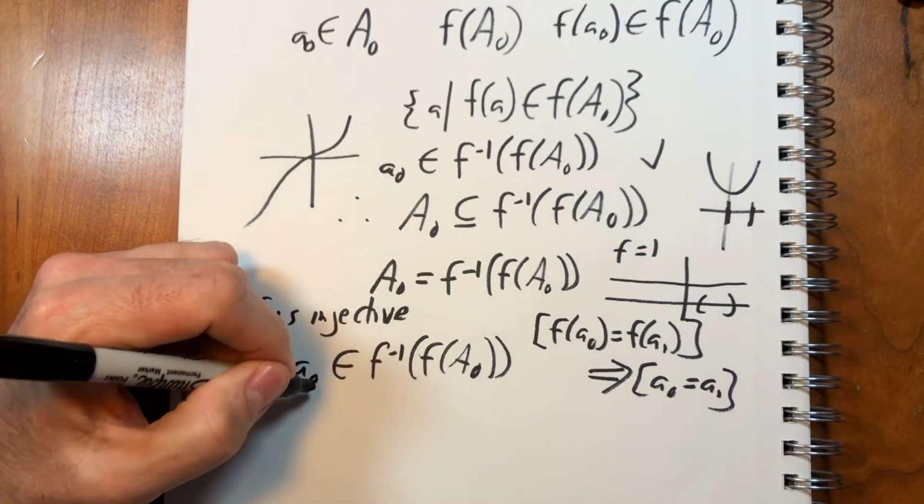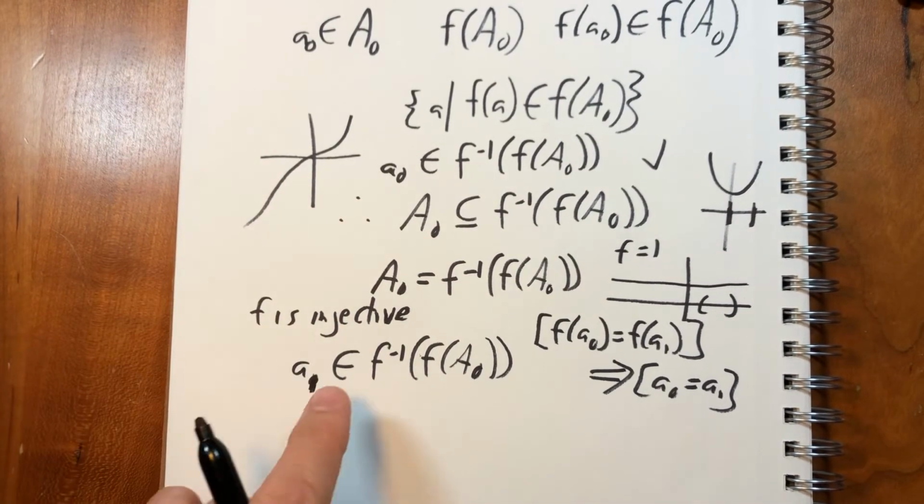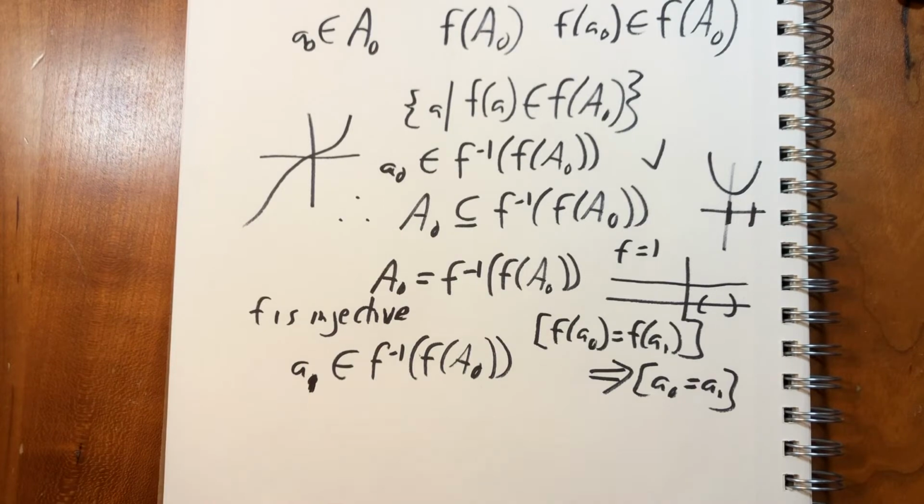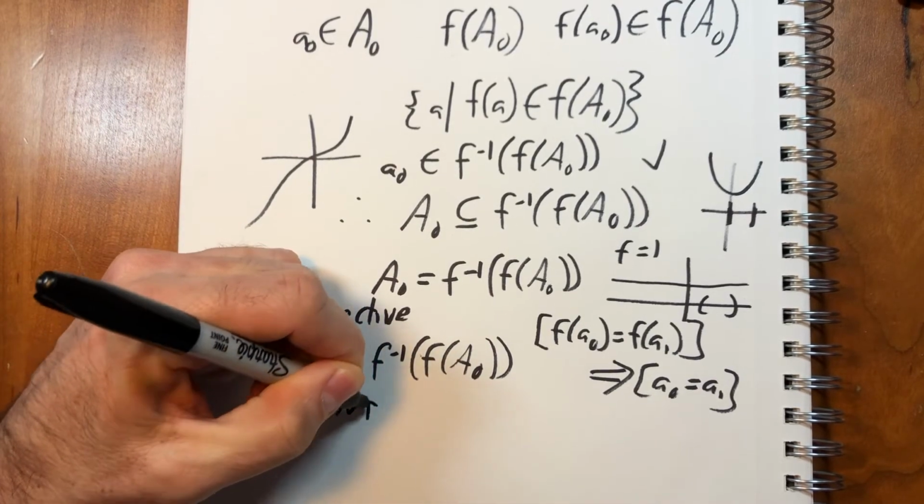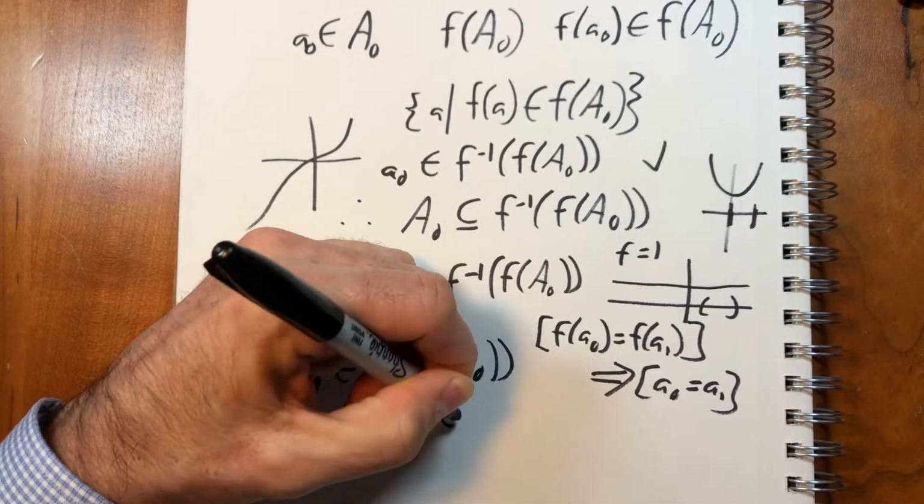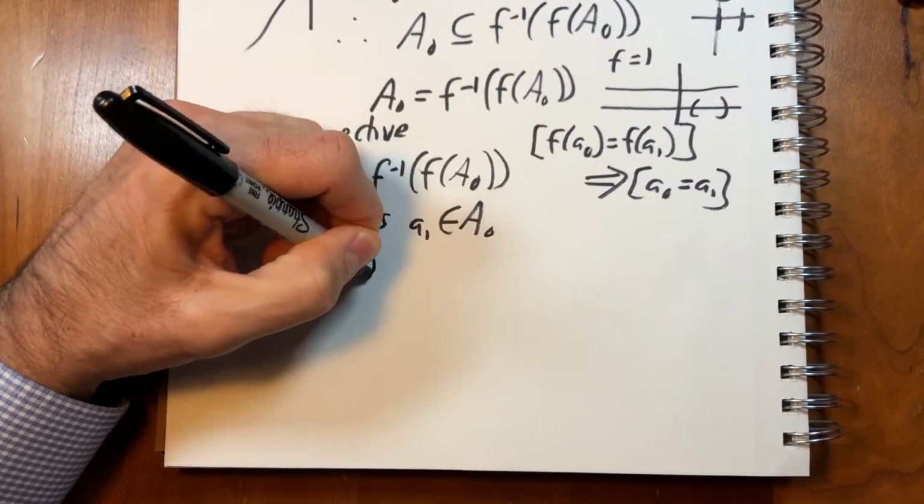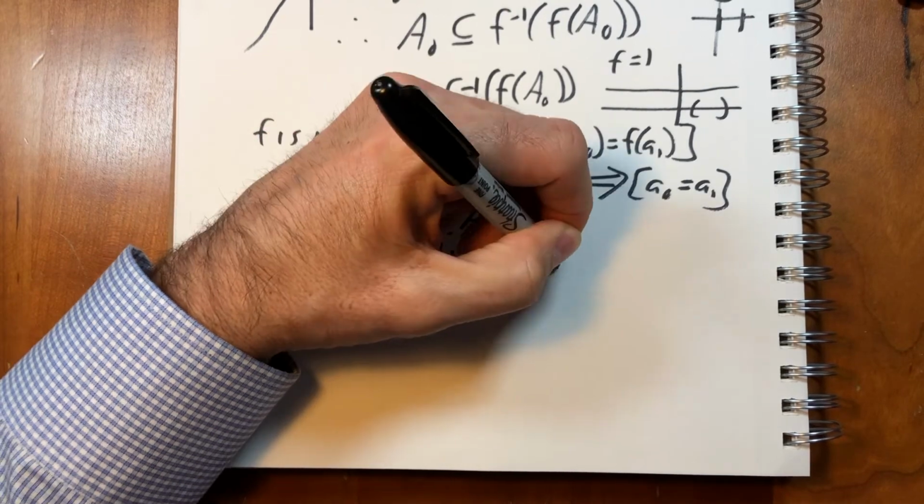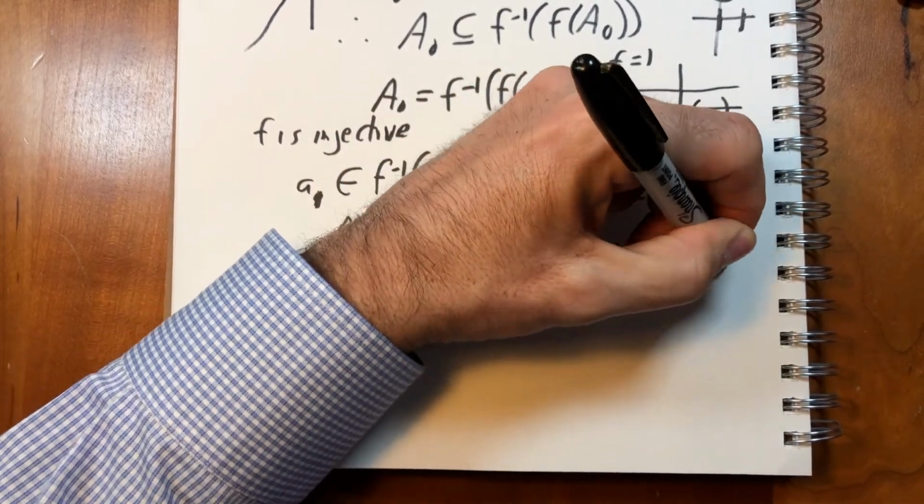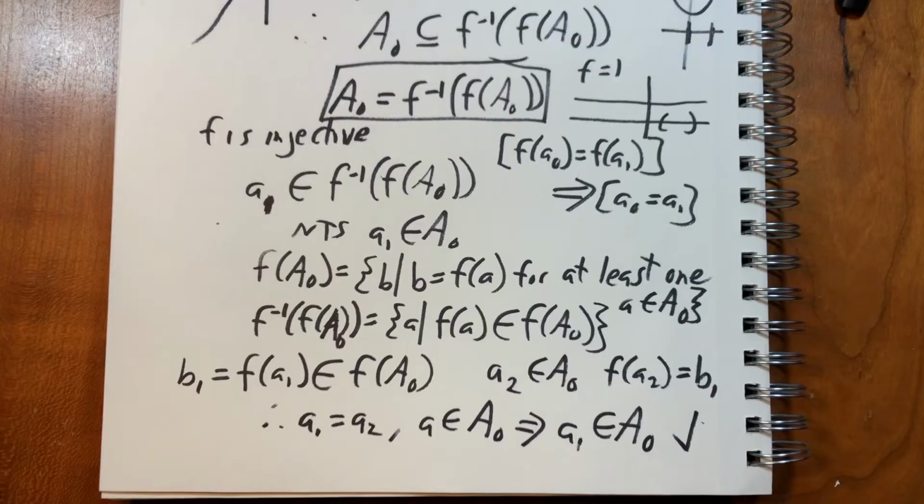So let's call this element A1. We'll take an arbitrary element of the preimage of the image of A0, and we'll prove that A1 is an element of A0, okay? Just to remind us, let me write down the definitions of image and preimage again. It will help us just to picture what we're doing.